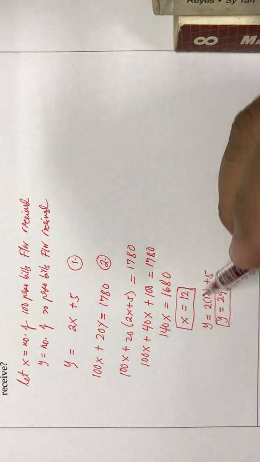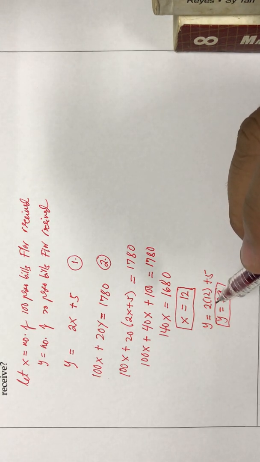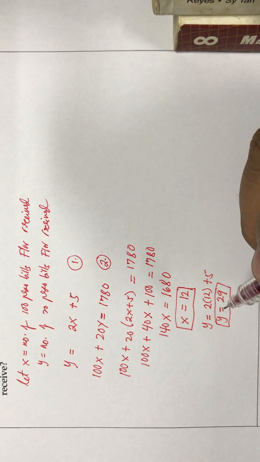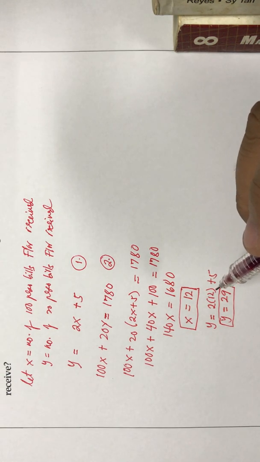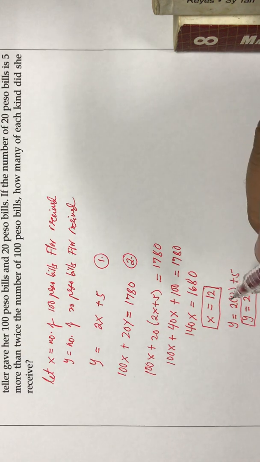So as to the question, how many of each kind did she receive? Flor received 12 100 peso bills and 29 20 peso bills. Okay. How do we check whether our answer is correct or not? Take note that the total amount that was withdrawn by Flor from HBC was 1,780 pesos.